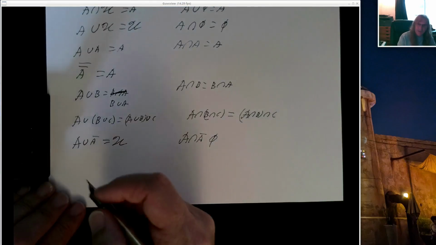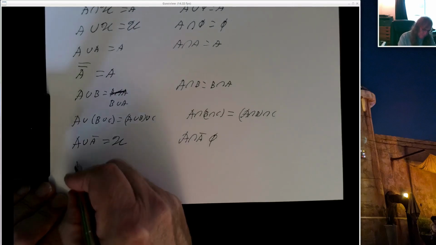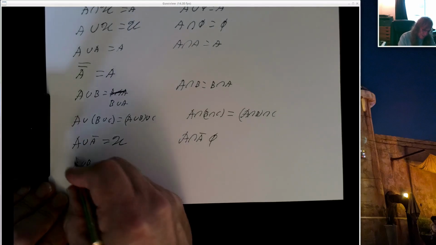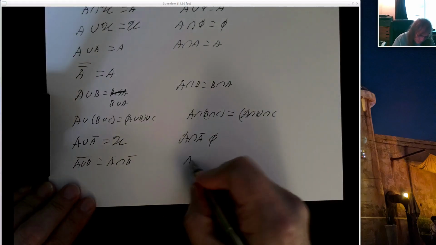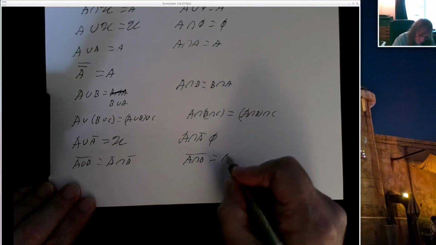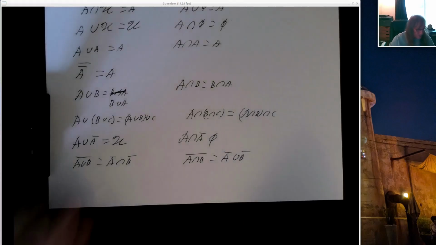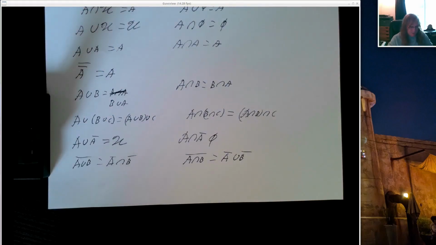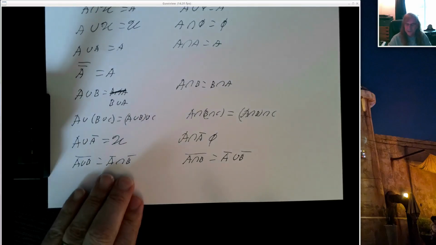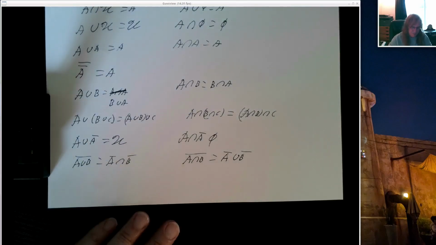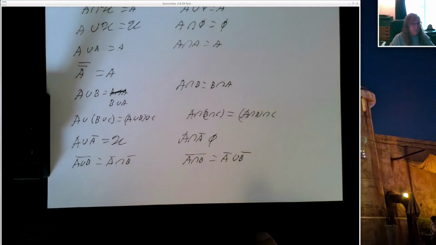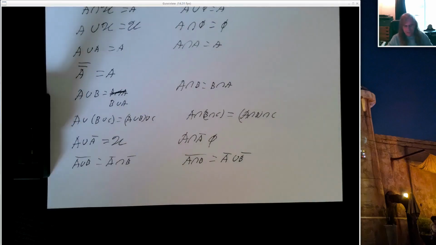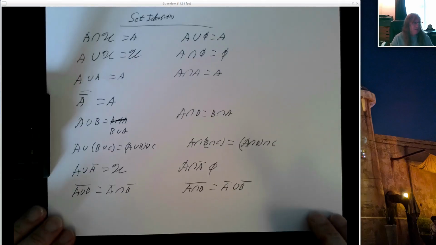And there's another interesting property which looks like this. It's got two versions. The complement of A union B is the intersection of A complement and B complement. And the complement of A intersect B is the union of A complement and B complement. And this should look a little familiar to you. In fact, a lot of these should look familiar.